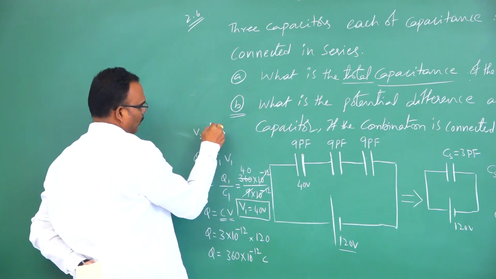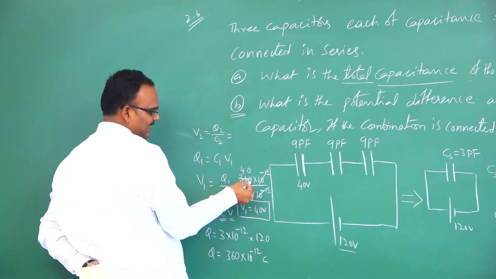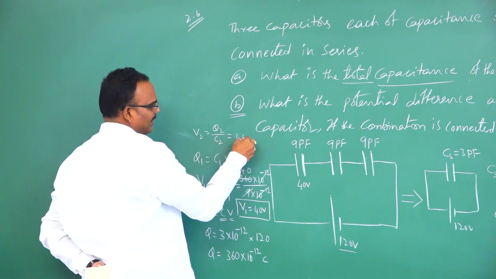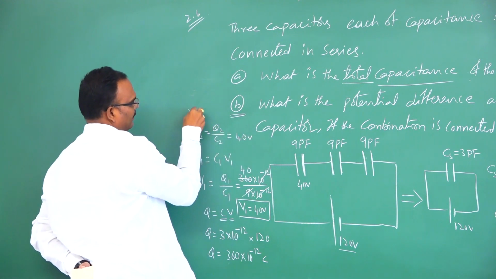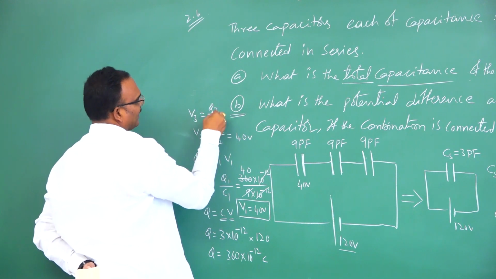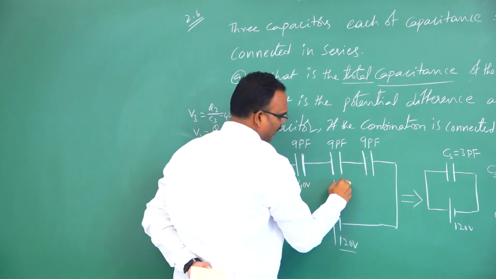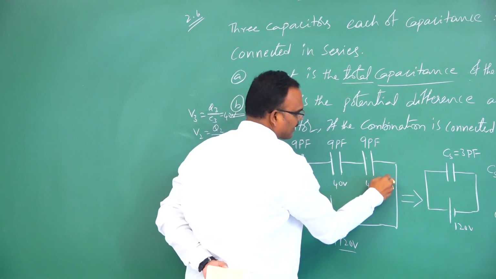V2 is equal to Q2 by C2. Q is same, C is same. Repeat this, you will get again 40 volts. Similarly, V3 is equal to Q3 by C3. Solve this, you will get again 40 volts. That means here 40, here 40, here also 40.